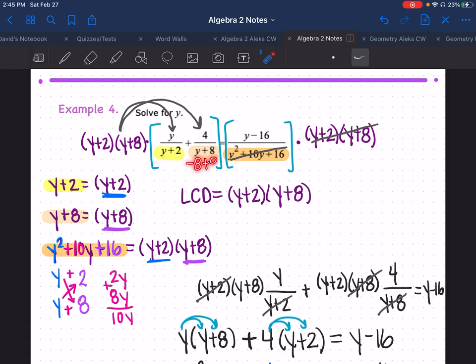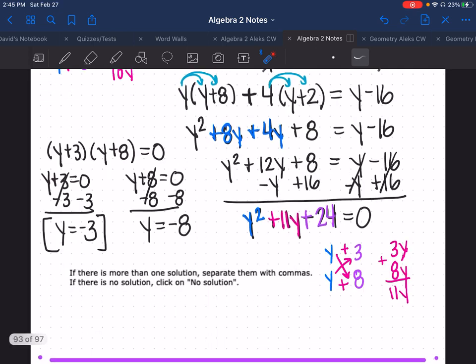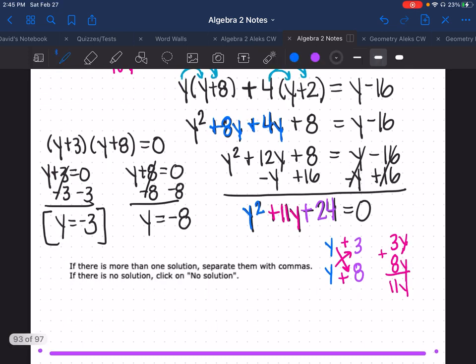-8 plus 8, uh-oh, there it is, 0. This is an extraneous solution. So this one is extraneous, and we actually would not use the solution.